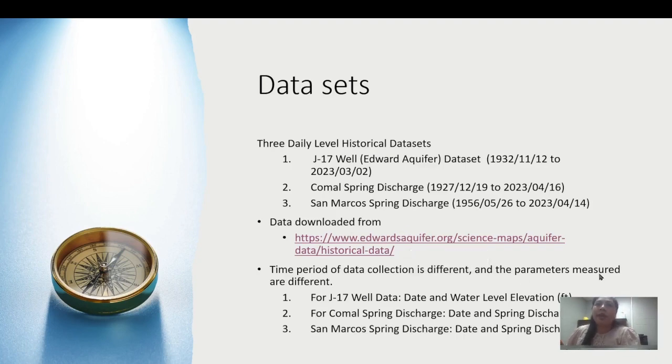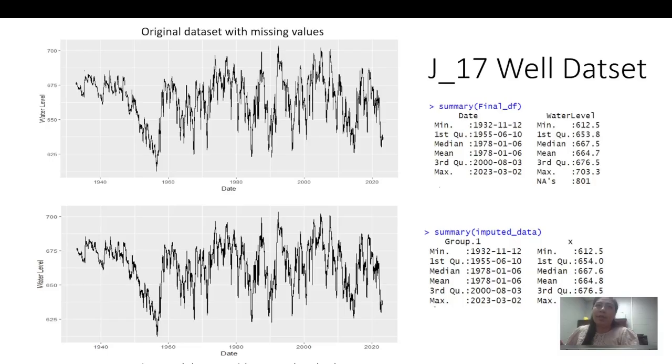The basic data variables we'll be looking at are, for the Z17 data, the water elevation, which is in feet. For the Comal Spring and San Marcos Spring, we'll be looking at the spring discharge, whose unit is cubic feet per second.